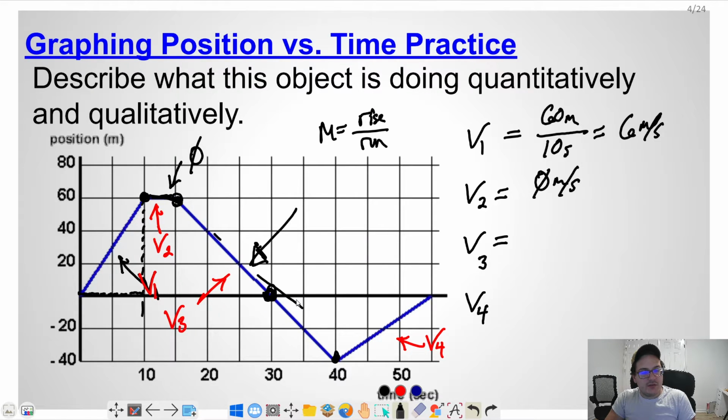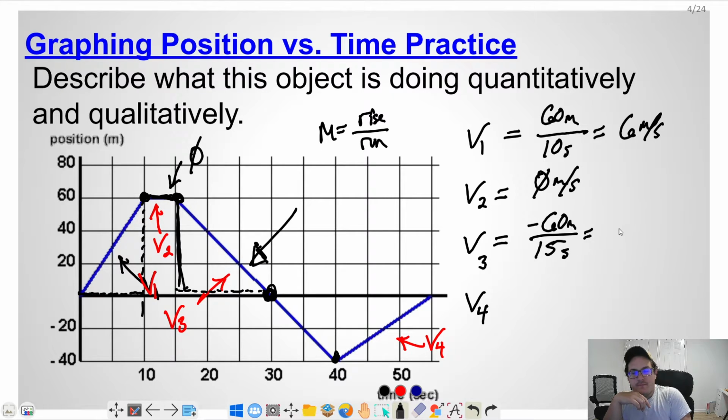Since this is a straight line all the way through, any point we calculate slope, it's going to be the same. So for this first part right here, we go down 60 over 15. Because we started at 60, we went to the 0, which means this is down 60. So that's negative 60 meters. And then went over 15 seconds. So that'd be negative 4 meters per second.